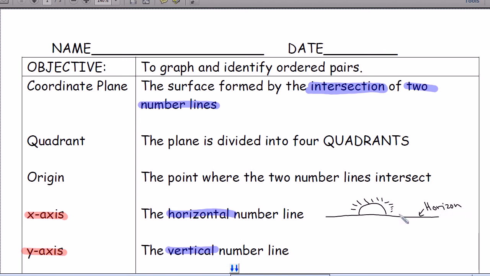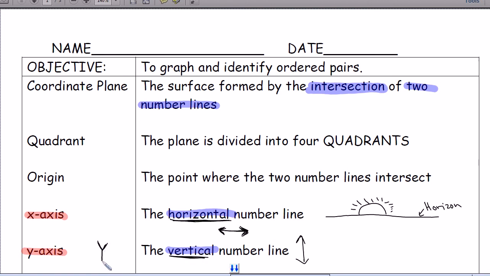Okay, so if that's the horizon, then the horizontal line, that's the line that we're talking about, is the line that goes left to right or right to left. That's the x-axis. The y-axis is the vertical line, and the vertical line is the opposite, the one that goes up and down.